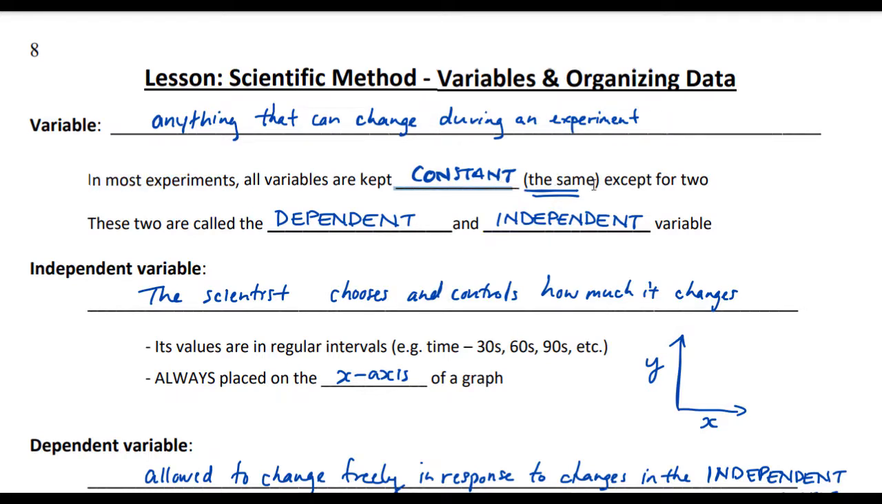Constant means keeping them the same. And usually you're only looking at two things at a time that you're going to allow to change. Those two that you will allow to change are called the dependent and the independent variables. This is what you guys have been doing in your elementary school graphing. You've been using the independent variable and the dependent variable, and you've been graphing them in charts, right?